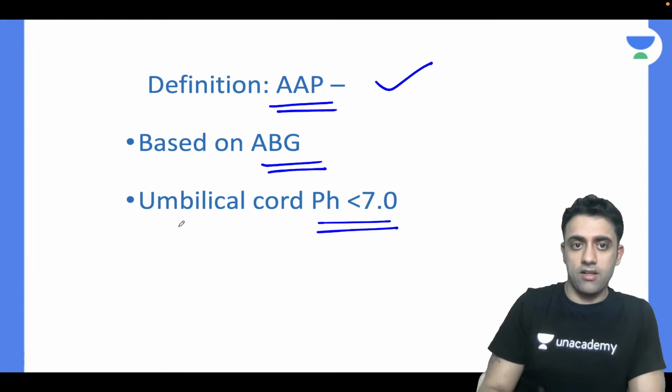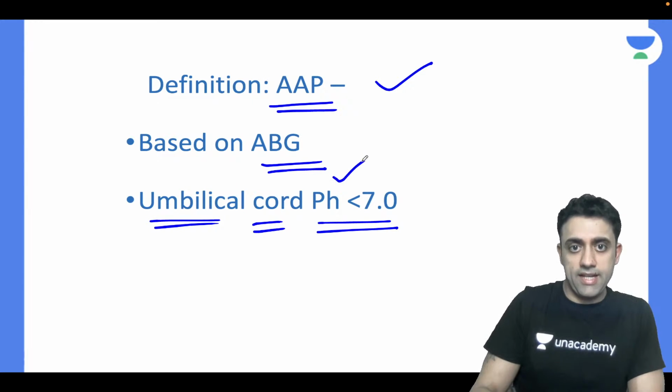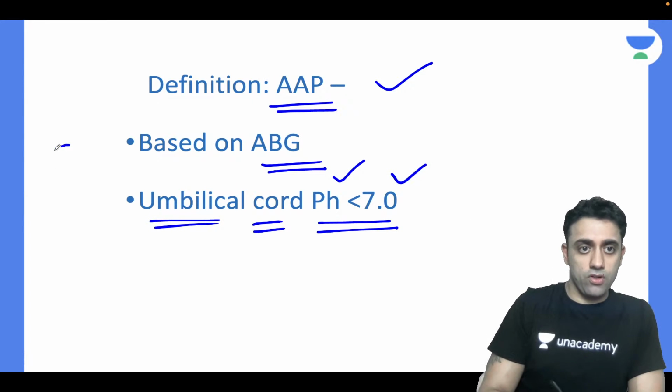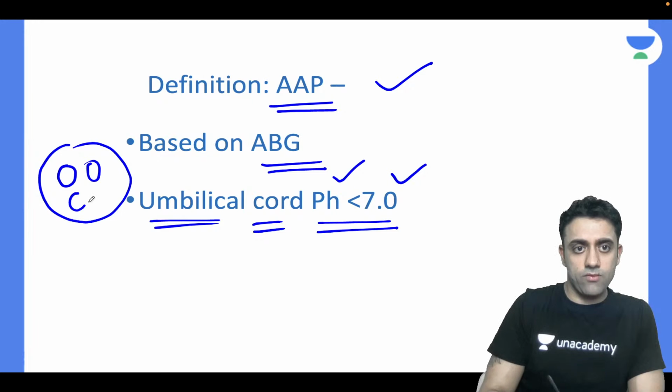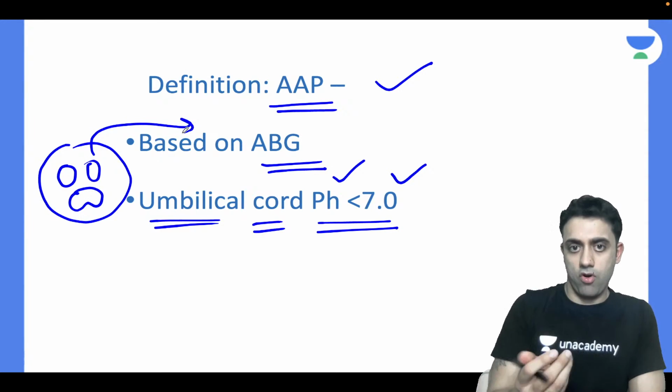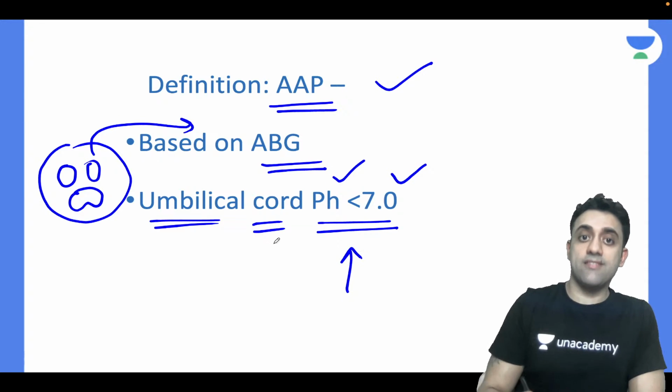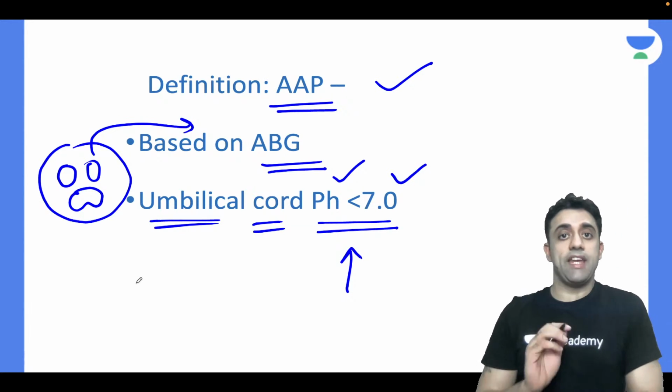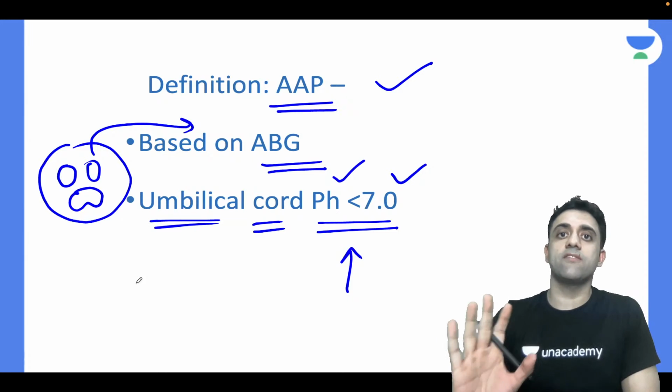Umbilical cord pH less than 7. You know, the umbilical cord has 2 arteries and 1 vein. If I take an arterial blood gas analysis of this umbilical cord, and if the pH is less than 7, then the baby is very much bad. Baby is into birth asphyxia.